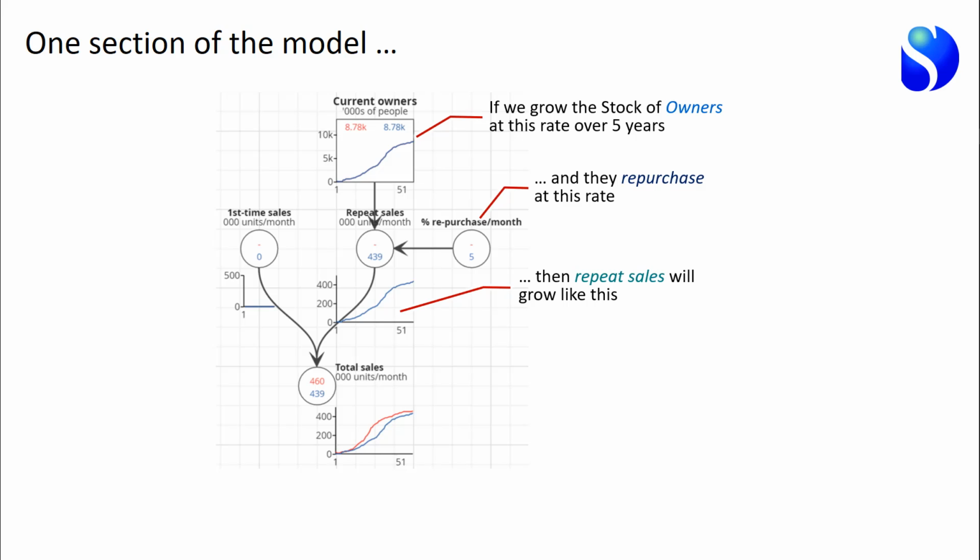And down at the bottom, we've got total sales, but we're only going to get there if we add the sales that we expect to get from first-time buyers. But I haven't completed that calculation just yet. So, although this may be unfamiliar, there's nothing mysterious going on here at all.